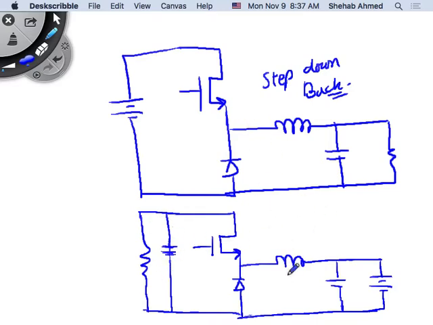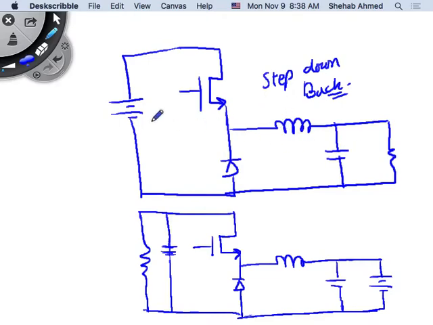So did anything change? Nothing changed. Basically the topology is very similar, except that you switch the position of the load and the source. Right? So what's happening? Let's go back to the waveforms quickly.